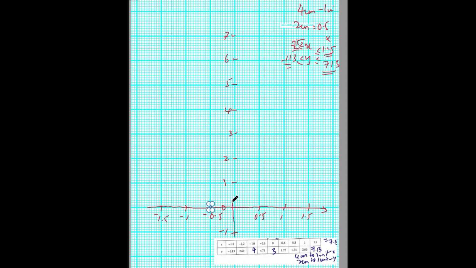So this is the line. I'll try my best to make it straight. It's quite hard using this to make it straight.